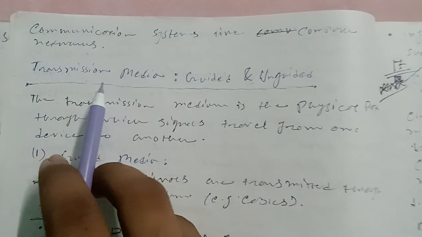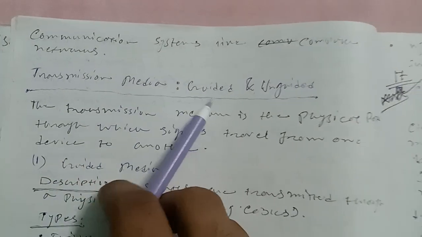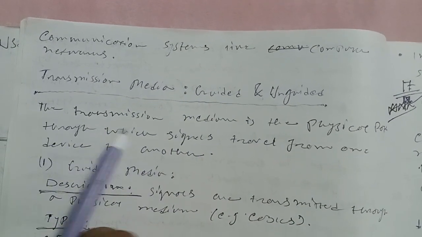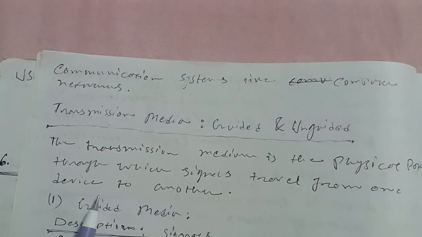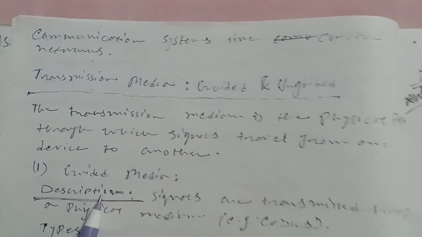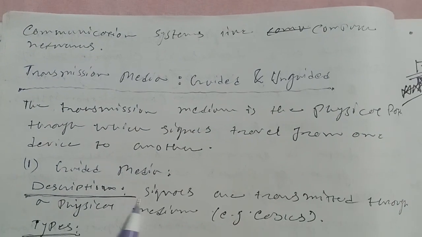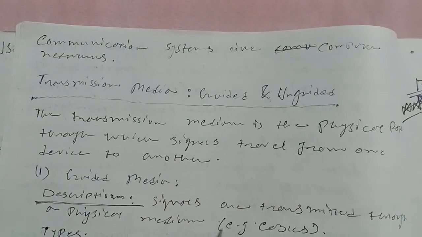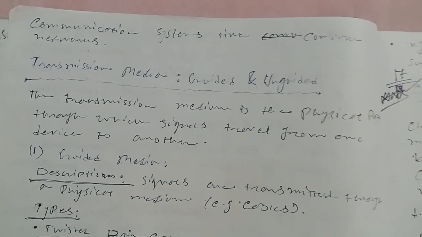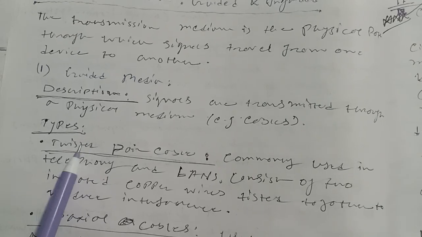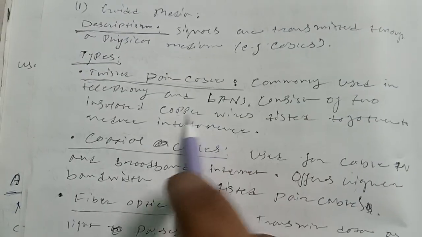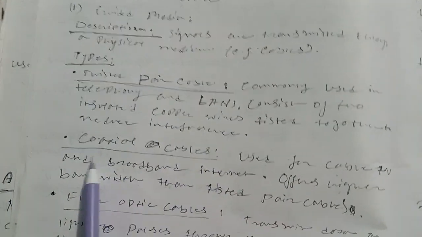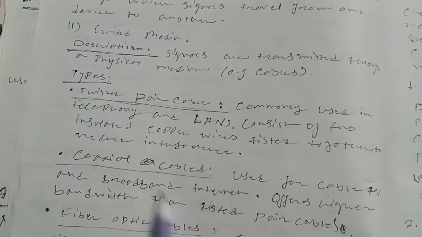Now we will see the transmission media. We have unguided media and guided media. The transmission media is the physical path through which signals travel from one device to another. What is guided media? Signals are transmitted through a physical medium, for example, cables. Now, what are the types of guided media? There are three types of guided media. Those are twisted pair cable, coaxial cable, and fiber optic cable.